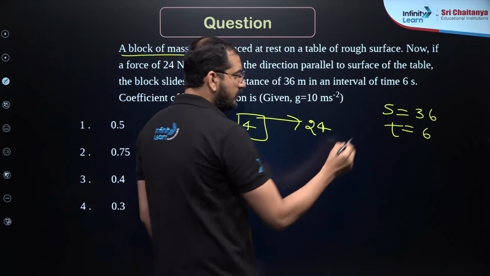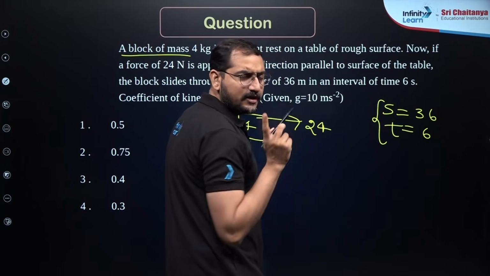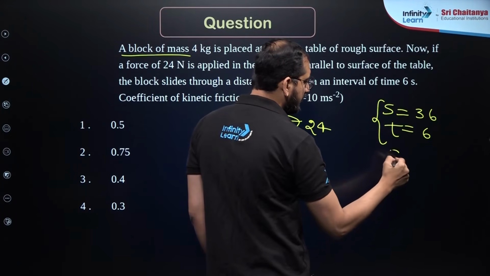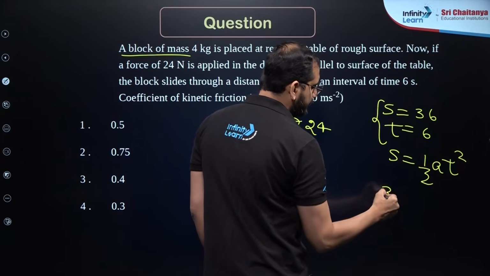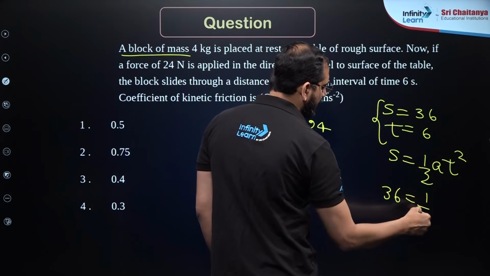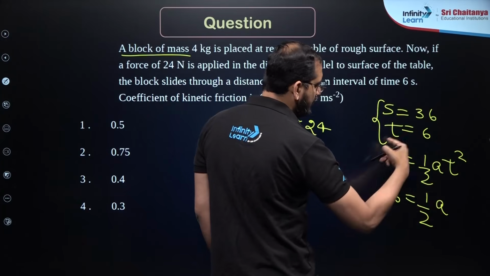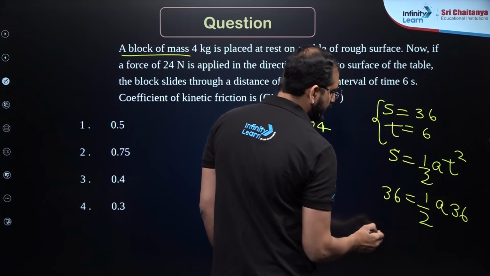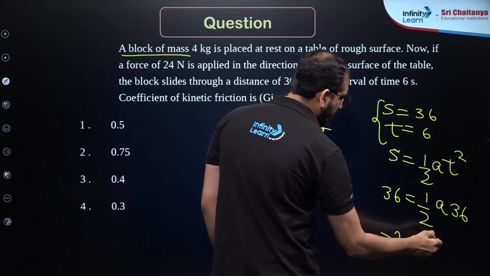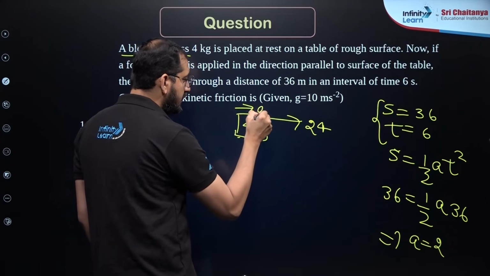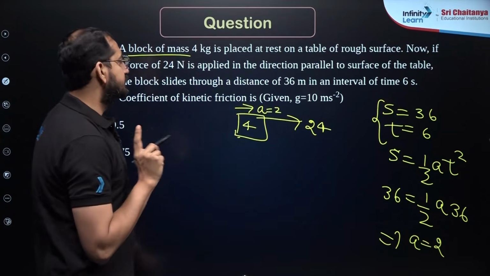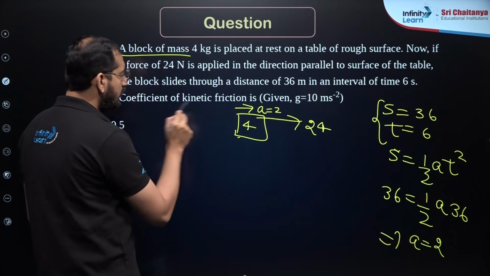So can I calculate using this the acceleration of the body? Let me say S equal to half a t square, 36 equals half a into t square, 6 square is 36. From here I am getting acceleration is 2. So the net acceleration of this body is equal to 2. I want to find the coefficient of friction.